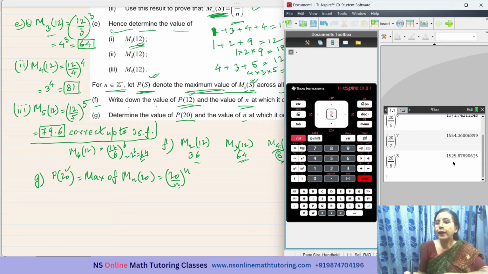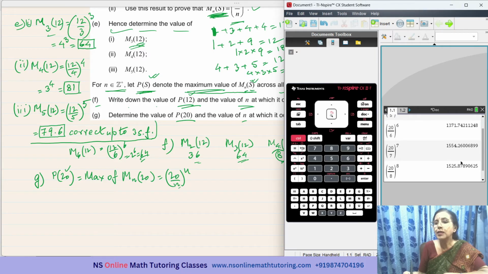This one is 1525. I'm just reading the digits before the decimal point. This one is 1371. This is 1554. This is 1525. Of course, you have digits after the decimal point, but because we have to give the answer up to 3 significant figures, when n equals 7 we are getting the maximum value, and the maximum value will be 1550.